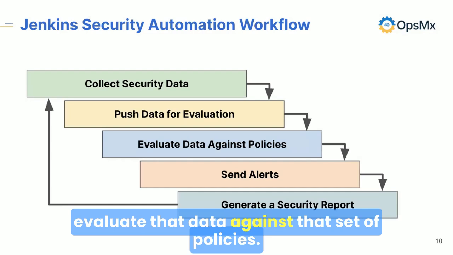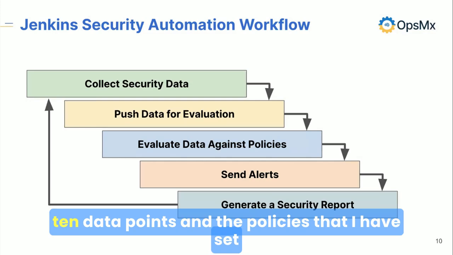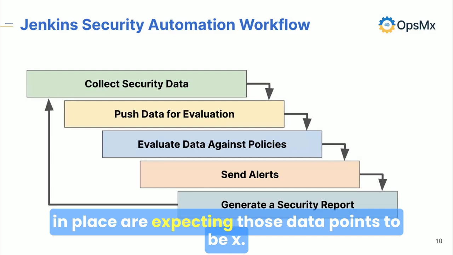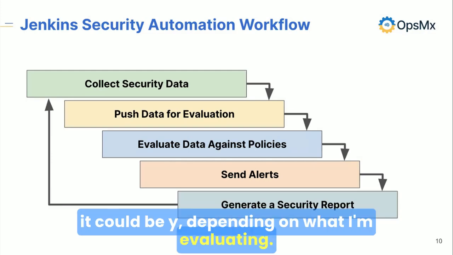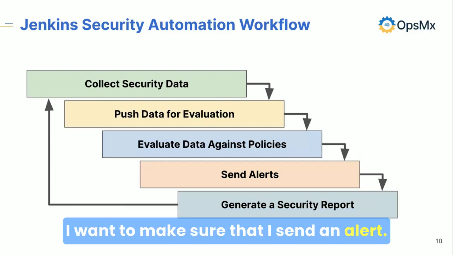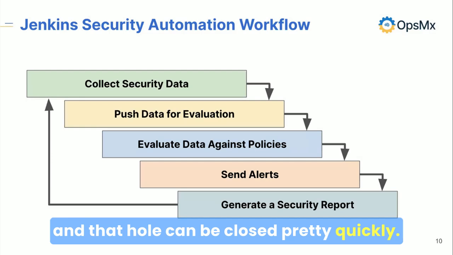Evaluate that data against that set of policies. So, for me anyway, it's about, hey, I've got these 10 data points, and the policies that I have set in place are expecting those data points to be X. If I find a data point that's Y, or it could be Y, depending on what I'm evaluating, I want to make sure that I send an alert, so I send an alert that there's a violation there, and that hole can be closed pretty quickly.